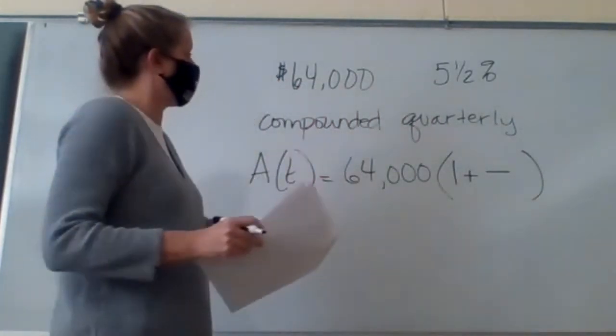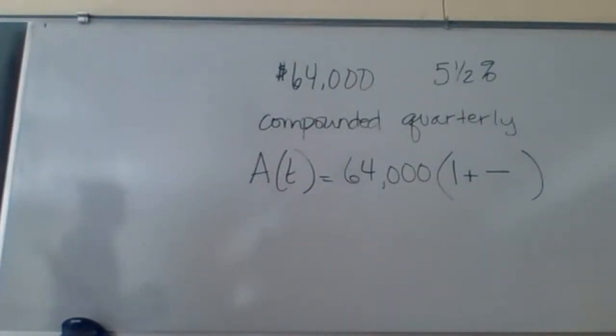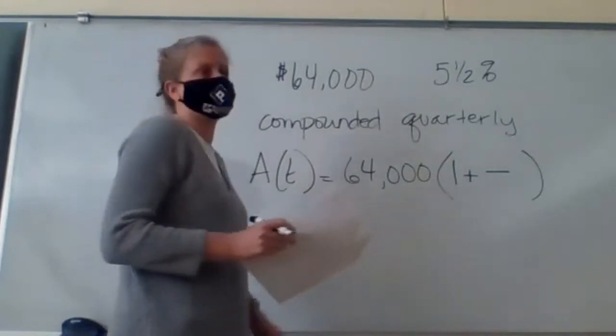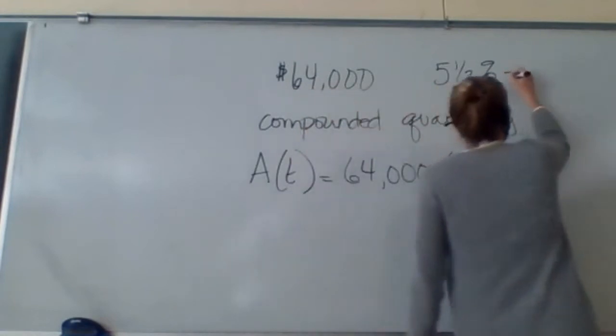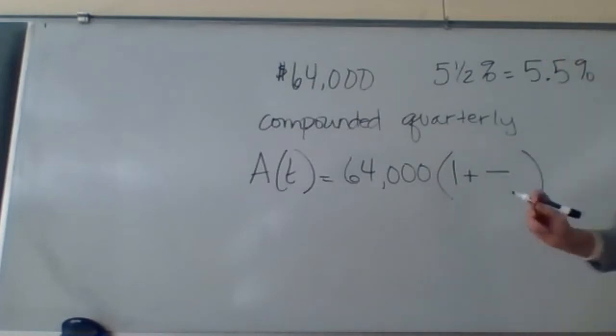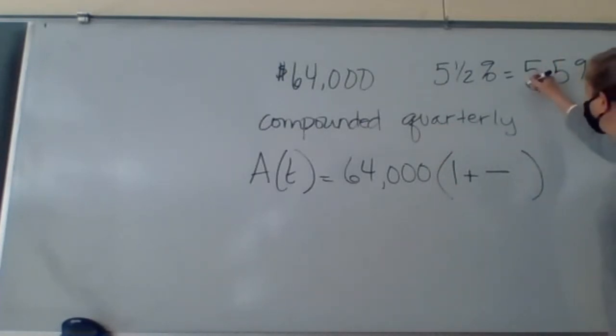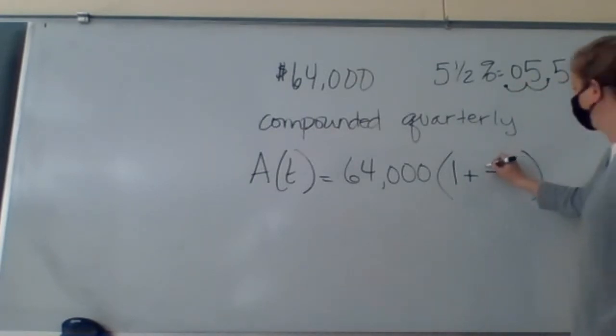The top number of the fraction is going to be the interest rate, but in decimal form. So I've got to change this interest rate into a decimal form. So 5.5% really means, because 0.5 means a half. Now let's change this to decimal form out of that percentage, which means move this decimal 2 places to the left, and then fill in a 0 in that open spot. So 0.055.